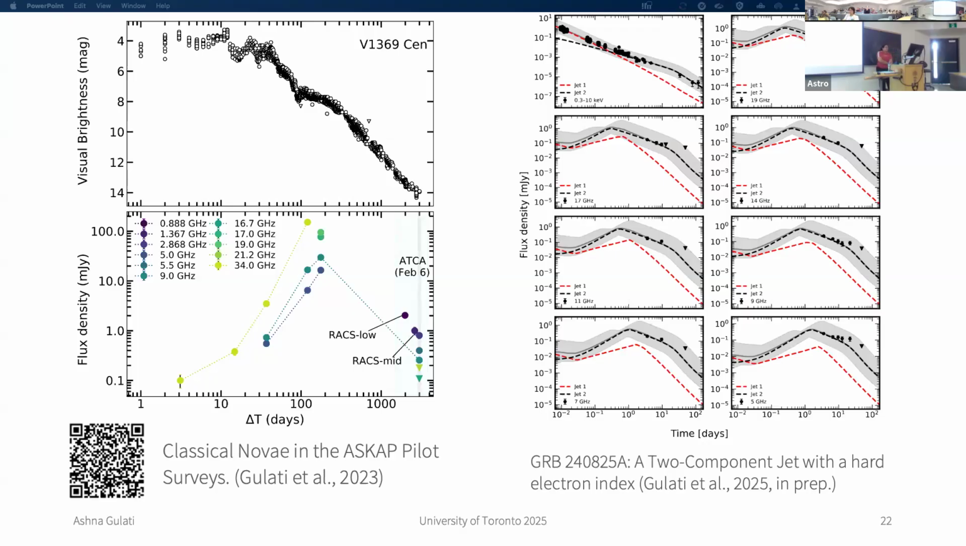I would also just like to quickly highlight two other things that I've worked on. So just classical novae, a targeted search in the ASKAP pilot survey, which is my honors project, and I'm currently working on some GRB modeling, which happens to be consistent with a two-component jet with a hard electron index.